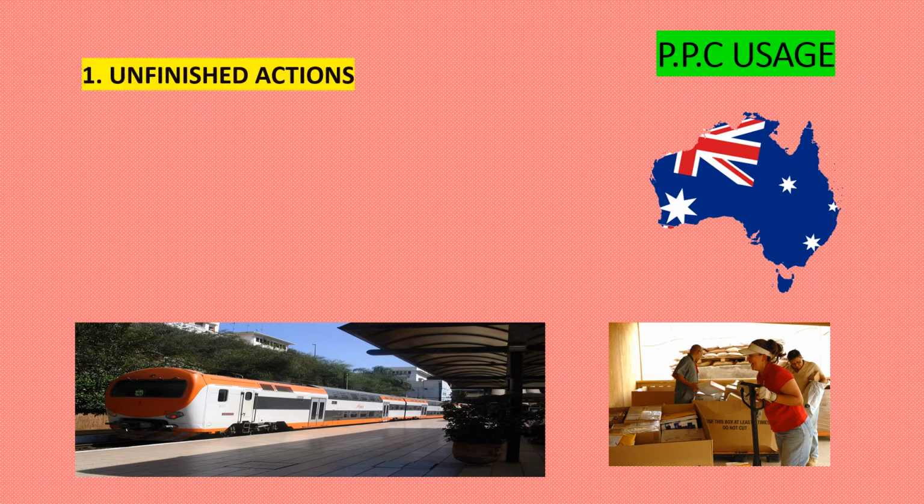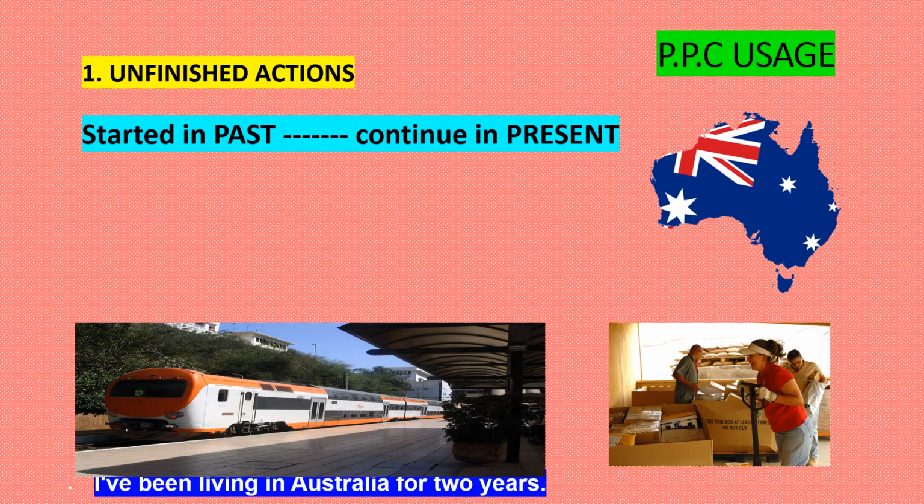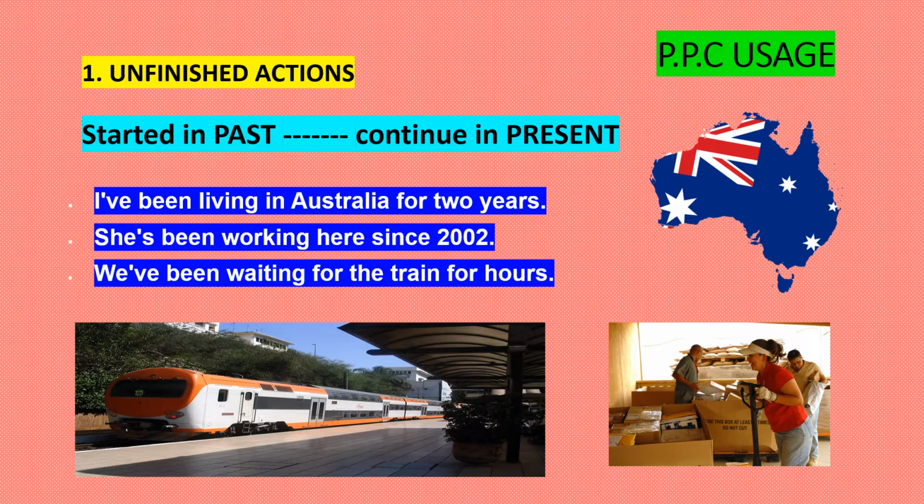So let's find out the usage. The first is to say how long for unfinished actions which started in the past and continue to the present. We often use this with for or since. The first example is I've been living in Australia for 2 years, or she's been working here since 2002, or we've been waiting for the train for hours. So I can always use contractions here, which is I've, or she's, or we've, rather than saying I have, or she has, or we have.